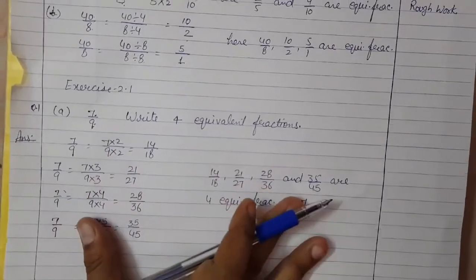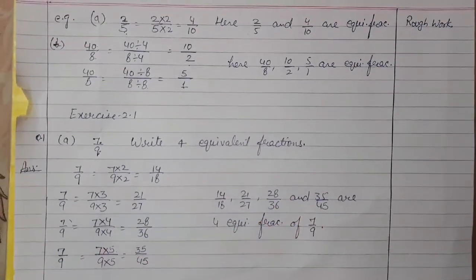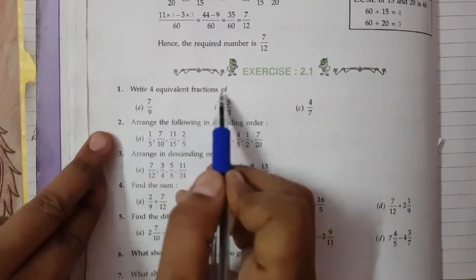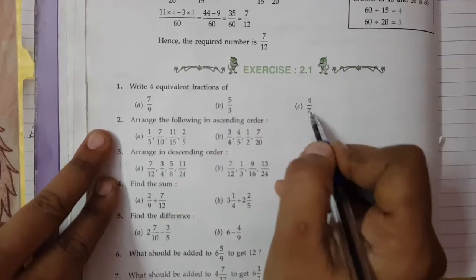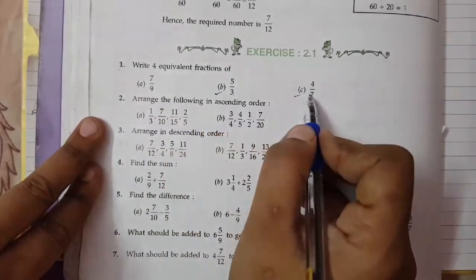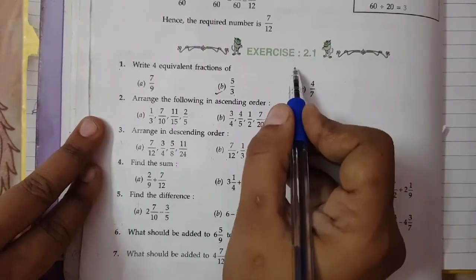So this was all for your classwork, today's classwork, and your homework is write 4 equivalent fractions of 5 upon 3 and 4 upon 7. B and C part of question number 1 you have to do in today's homework, exercise 2.1.